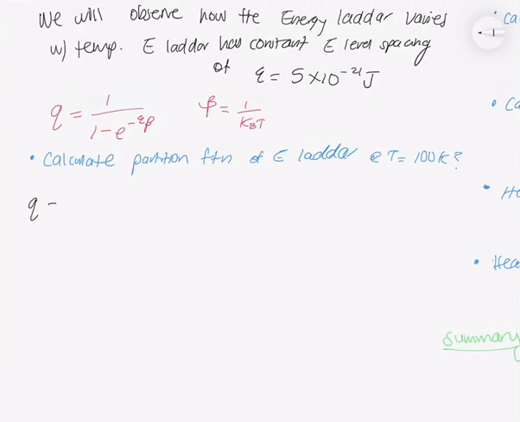To calculate the partition function, you take 1 minus e to the negative energy level, which is 5 times 10 to the negative 21 joules, and then you multiply Kb, the Boltzmann constant, and temperature, and you get 7.25 times 10 to the 20 inverse joules. And then you get the partition function to be 1.03.